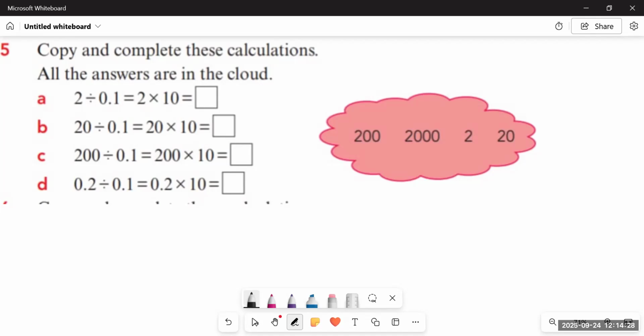Okay. So 2 divided by 0.1 is 2 multiplied by 10. That is 20. Similarly, 20 divided by 0.1 is 20 multiplied by 10. That is 200. 200 divided by 0.1 is 200 multiplied by 10. So it becomes 2000. And then 0.2 divided by 0.1 is 0.2 multiplied by 10. That is 2. 2 whole. Okay.